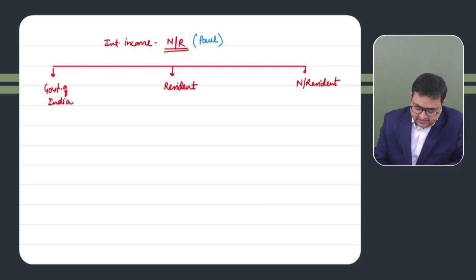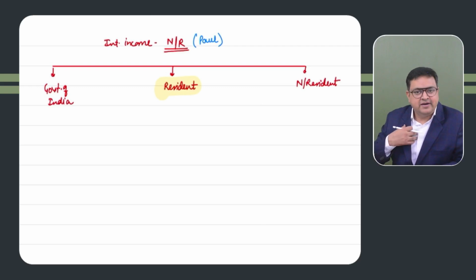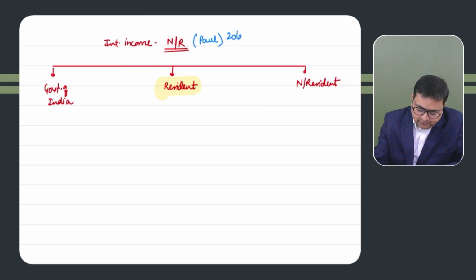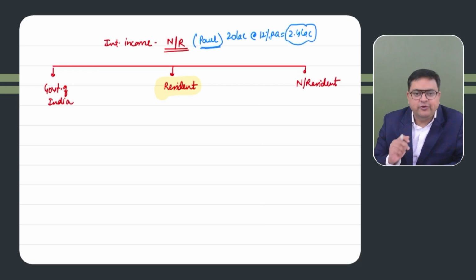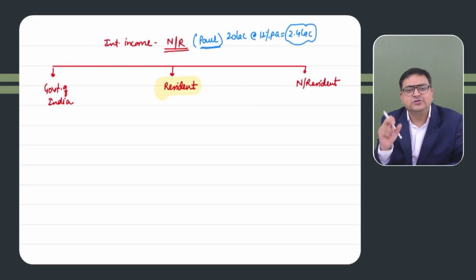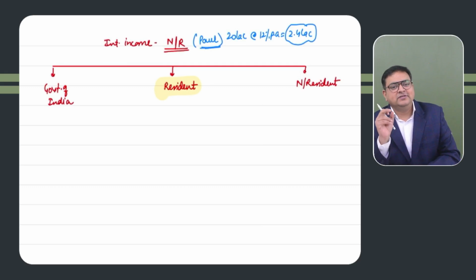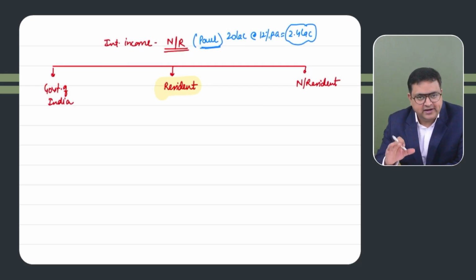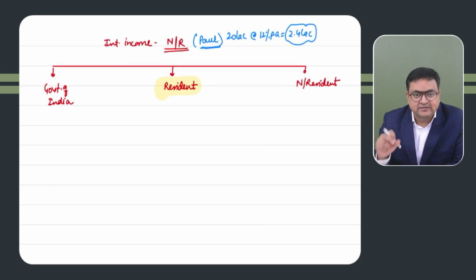Let us first understand regarding this. Let's say I'm a resident, I have taken money. I have taken, let's say, 20 lakh rupees from Paul at a rate of 12% per annum. That is 2.4 lakh rupees interest income. So this Paul is receiving 2.4 lakh rupees interest income. Now the question is whether this 2.4 lakh rupees is taxable in the hands of Paul or not, right? Very, very important point regarding examination. That's the reason I am discussing it separately.